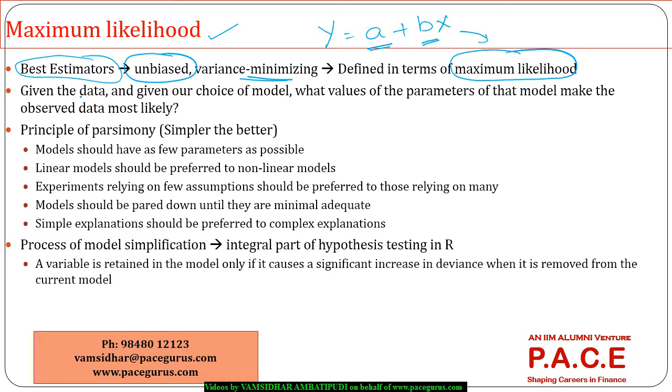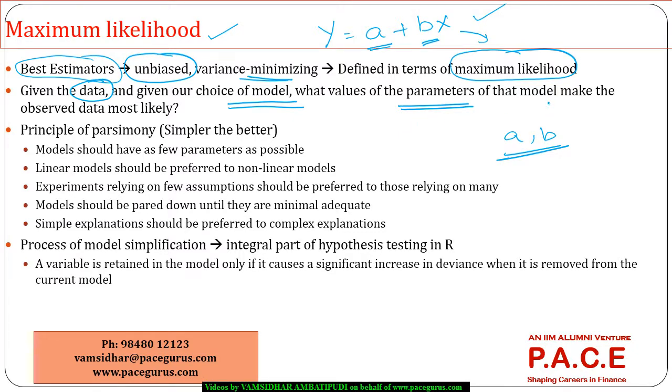What it means is, if I have a given data, and I know that I have to fit this particular model to the data, in this case the linear regression. So I am given a data, I have identified that I have to fit a linear regression model to the data. I am trying to understand what should be the value of these parameters A and B, which makes the model observed data most likely.